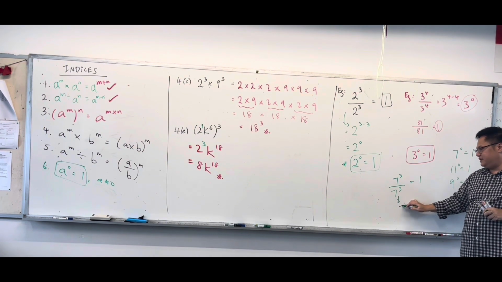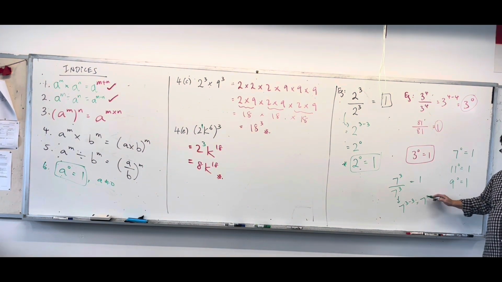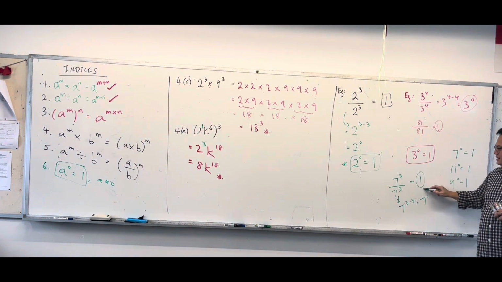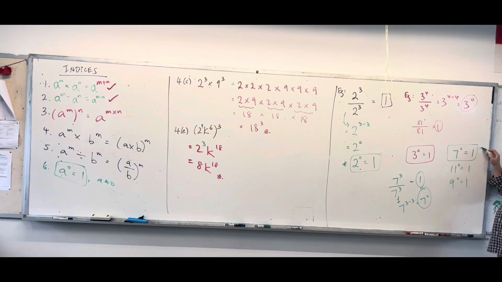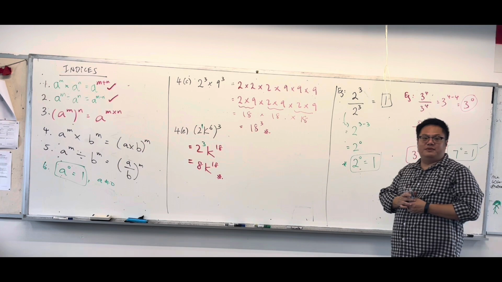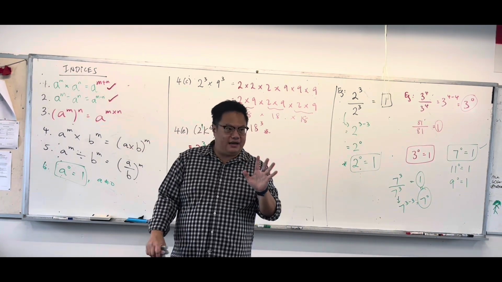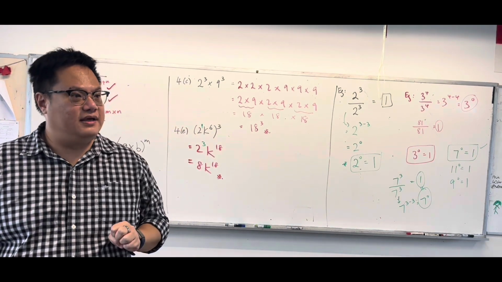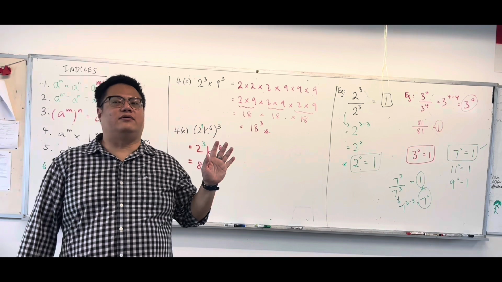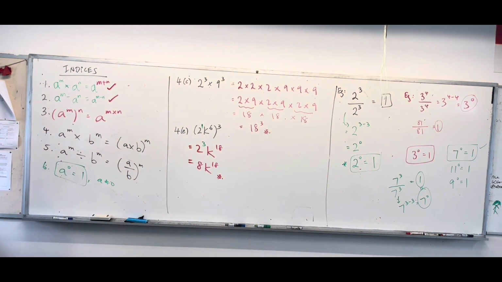But when I apply the law of indices, 7 to the power of 3 minus 3 is 7 to the power of 0. So since this is always equal to 1, 7 to the power of 0 must also be equal to 1. From here we can generalize that a to the power of 0 is equal to 1, but a cannot be 0. A can be any other value on this planet, but a cannot be 0. This is your zero law.